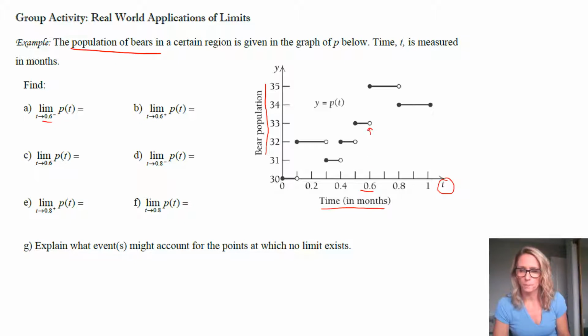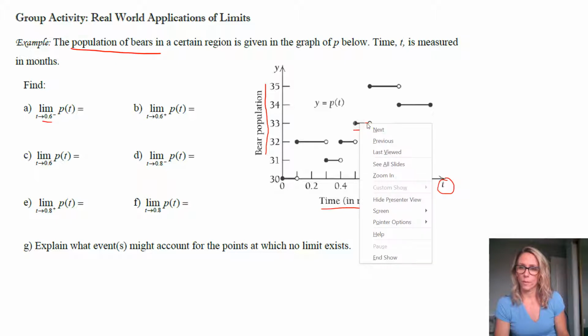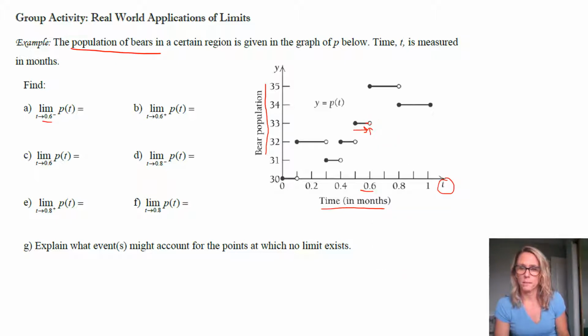What we're going to see here, notice, is that because we're only coming in from the left-hand side, and we do have a value leading all the way up there, even though we don't have a value at 0.6, that's okay. Our answer here would still be 33. So it's telling us that the bear population is 33 bears up until 0.6, but infinitely close to 0.6. At the moment that time passes and we're at 0.6 of a month, then the population of bears changes.